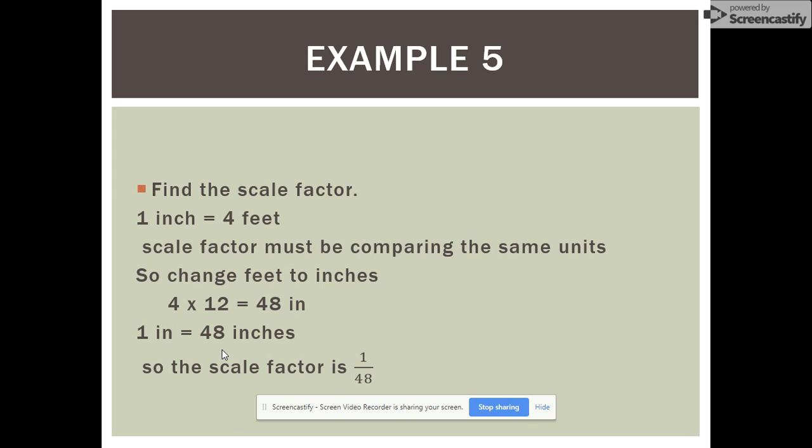How I would encourage you to do it is just write it. You could make arguments that it should be 48 over 1. We don't really have a new and an original here. So I just write it in the order that they are. The 1 inch comes first, so it goes on top, so 1 over 48.